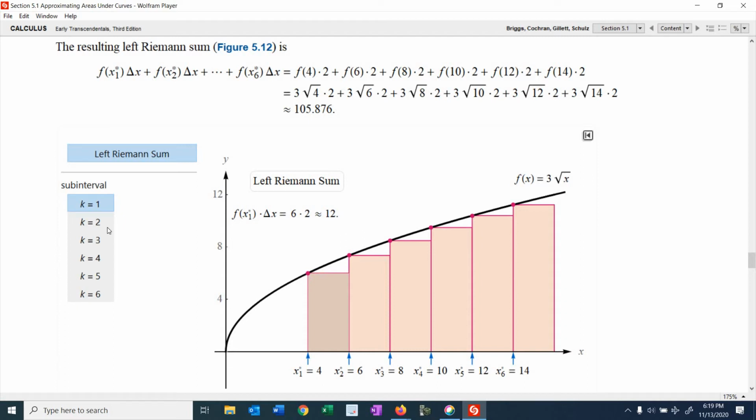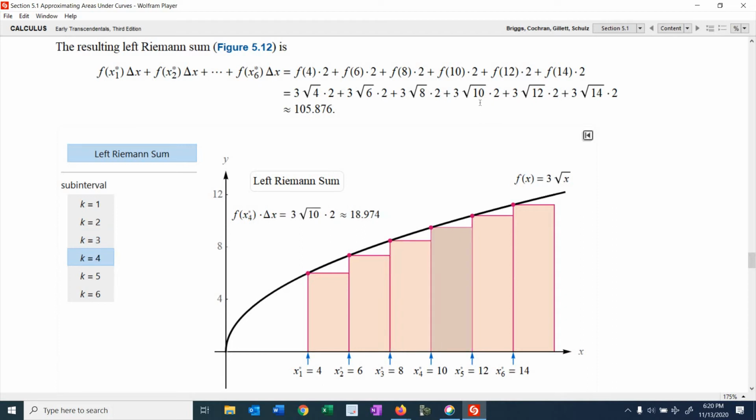And then we just do this for each rectangle. For the second rectangle, the left endpoint is 6. You plug that into the function and get 3 times the square root of 6 for the height, times the width, which is 2. We just continue to do this for each rectangle. For the next rectangle, the left endpoint is 8. Plug 8 into the function, you get 3 times the square root of 8 for the height, times the width of 2, and that gives you the area of that rectangle.